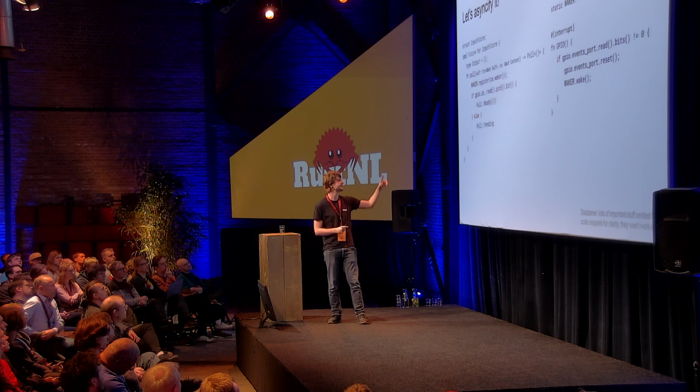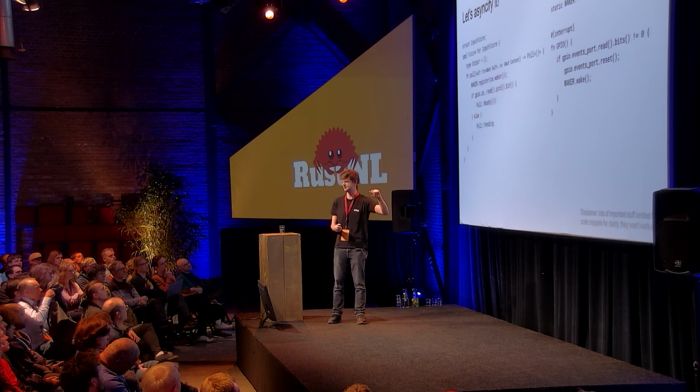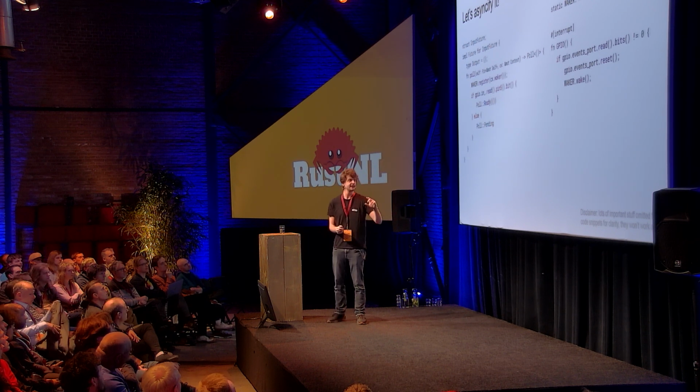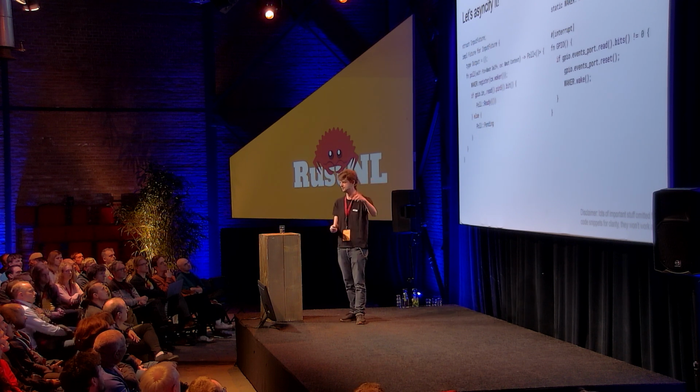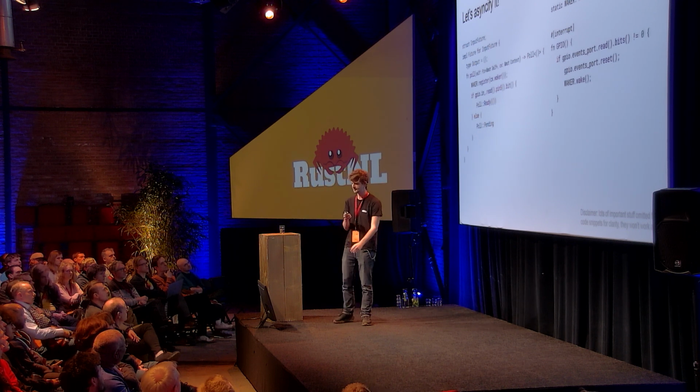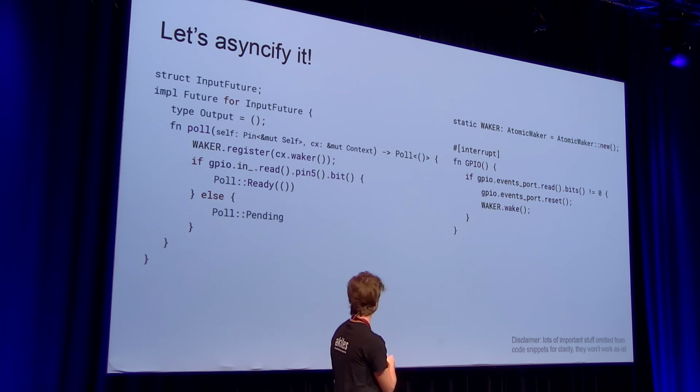And then you check the pin. Is it high? Is it low? Is the button pressed or not? If it is, then great, we're done waiting. Return ready. And then the caller will keep executing async code that was after it. If it's not, return poll pending. That will signal the task to yield, saying, hey, I'm waiting for something, I cannot do any more progress.